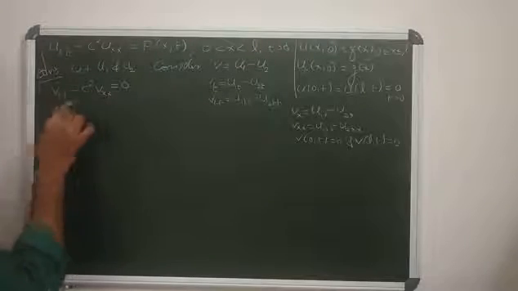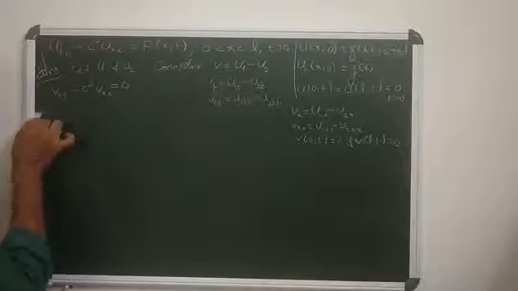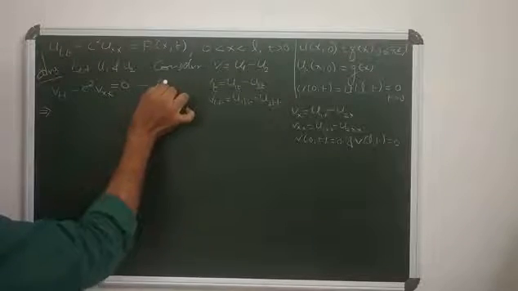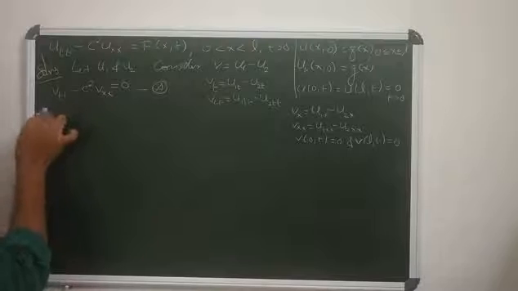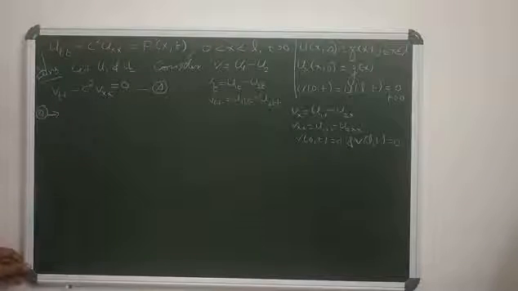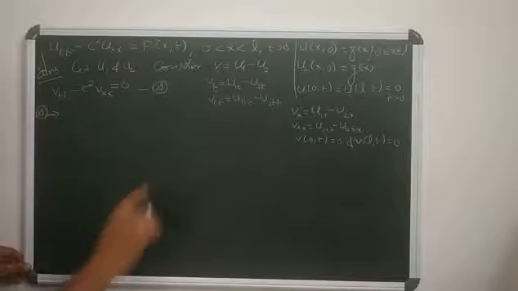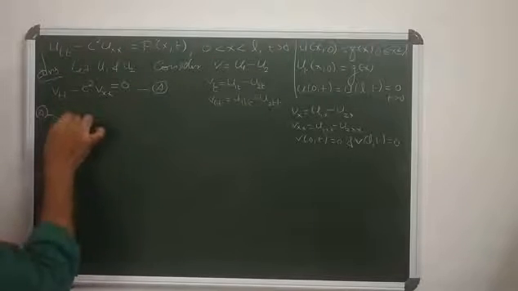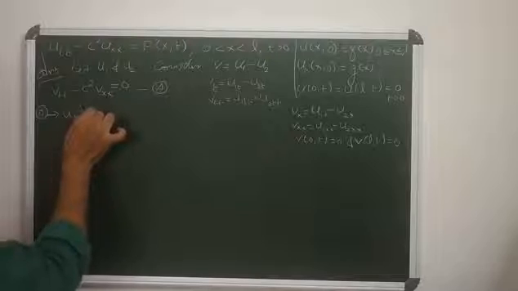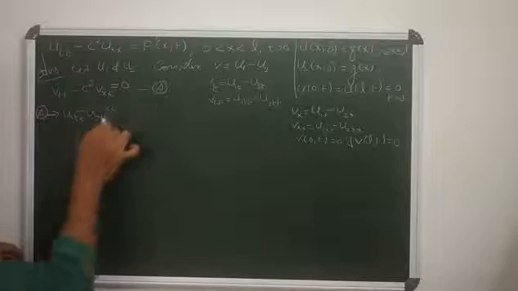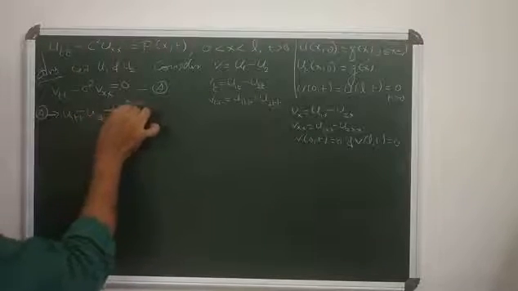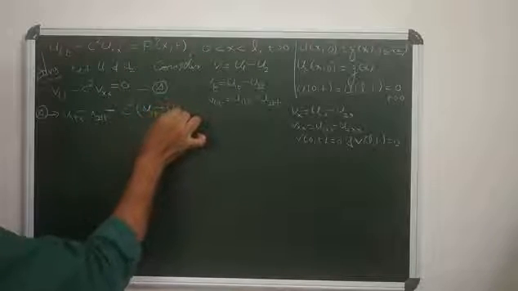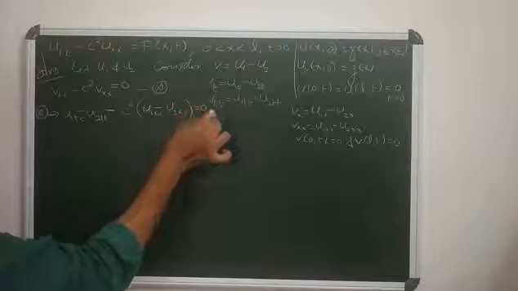So v_tt minus c squared v_xx equals 0, this is equation A. So equation A reduces to: what is v_tt? It is u1_tt minus u2_tt. So we have u1_tt minus u2_tt, that is v_tt, minus c squared into (u1_xx minus u2_xx) equals 0.